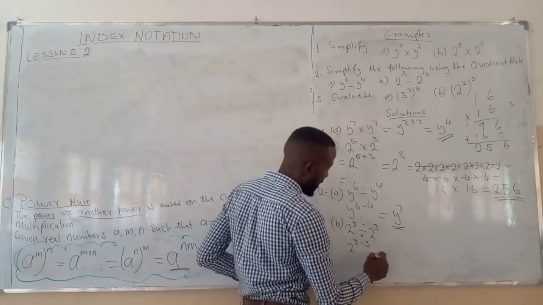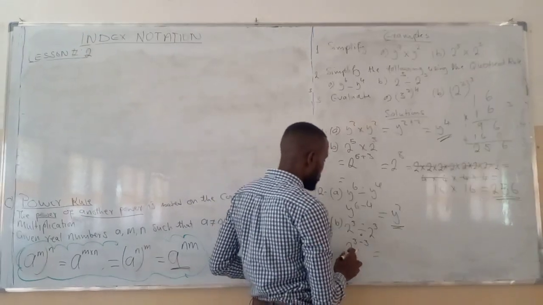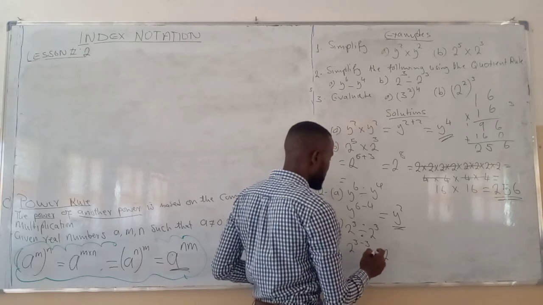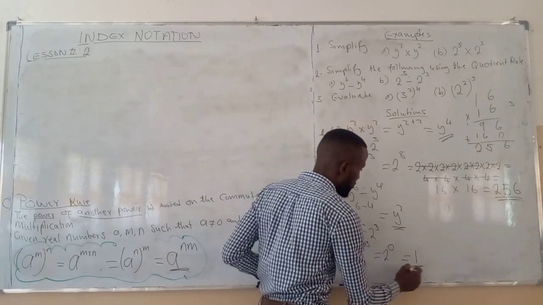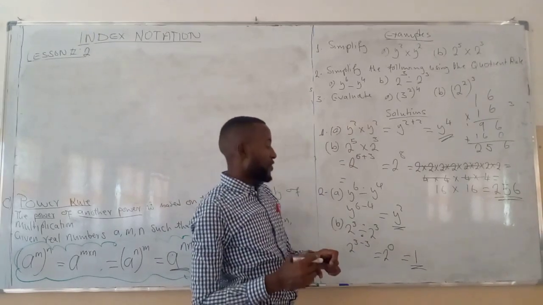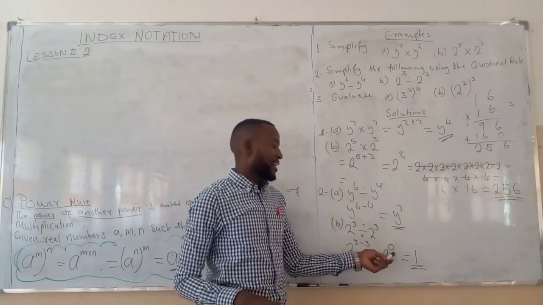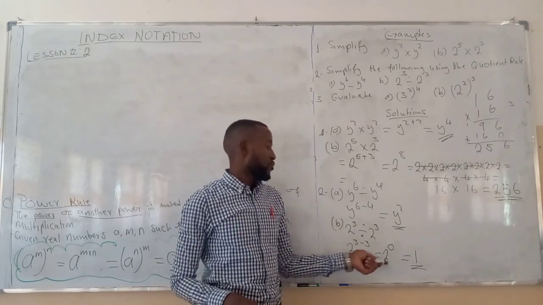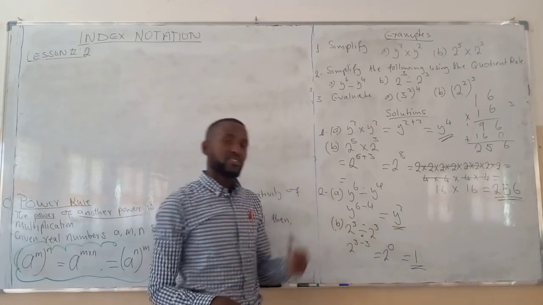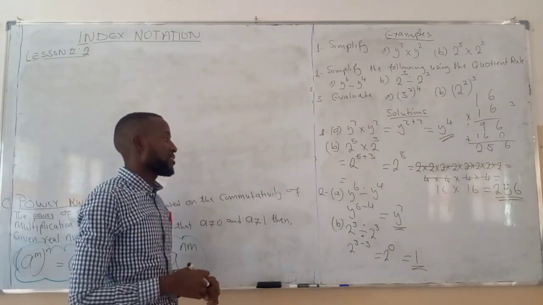Hence our answer, not our final answer, will be 3 minus 3, which is 0. Hence, we have our final answer to be 1. Remember, in lesson video 1, we learned about the 0 index. Any number raised to the 0 index is equal to 1. Hence, this proves what we learned in lesson 1.